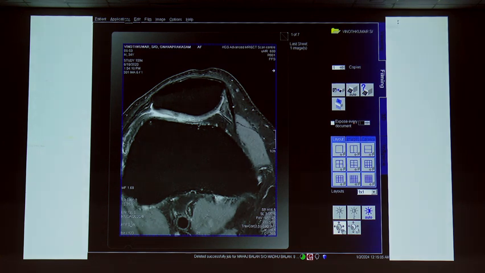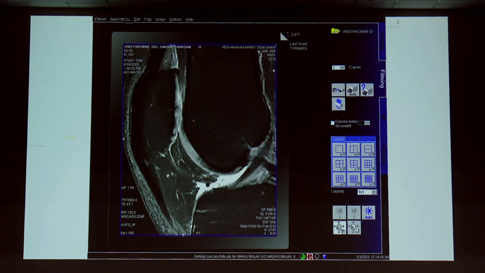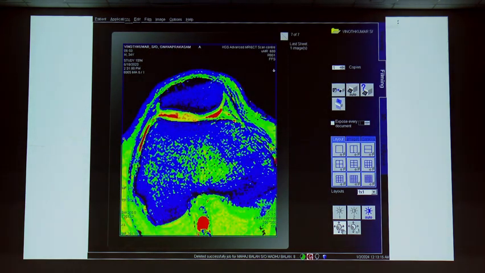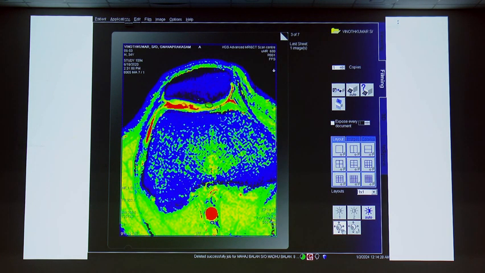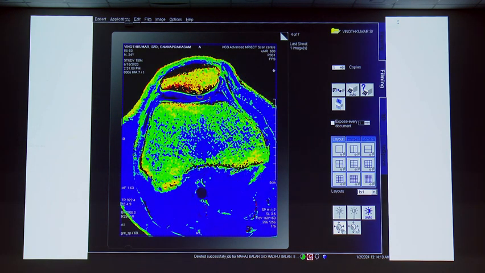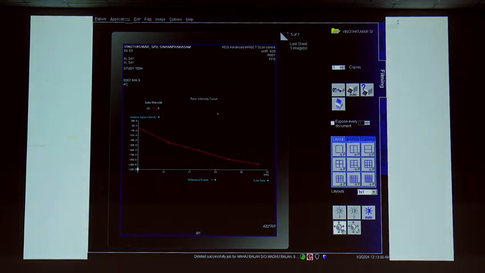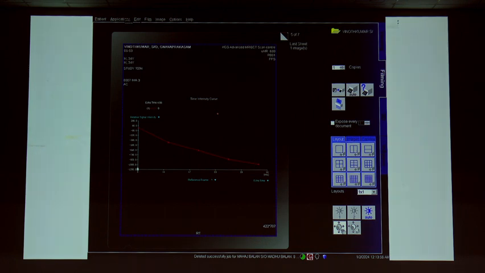How to do T2 star mapping? This is what you are seeing. After doing these cartilage sequences, the T2 star sequence is run, and the T2 star relaxation time is plotted as a red or blue color map, and also as a curve. We can place a region of interest, which will give the value. Normally it is 20 to 40 milliseconds. If it is exceeding 40 milliseconds, the cartilage is abnormal.